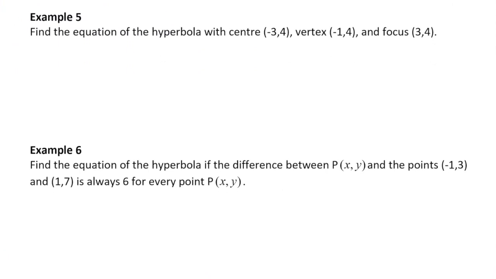Okay, so find the equation of the hyperbola with center (-3, 4), vertex of (-1, 4), and a focus of (3, 4). Okay, let's sketch this out just so we can get our head around everything. So we have a center of (-3, 4), and we have a vertex of (-1, 4), and we have a focus of (3, 4).